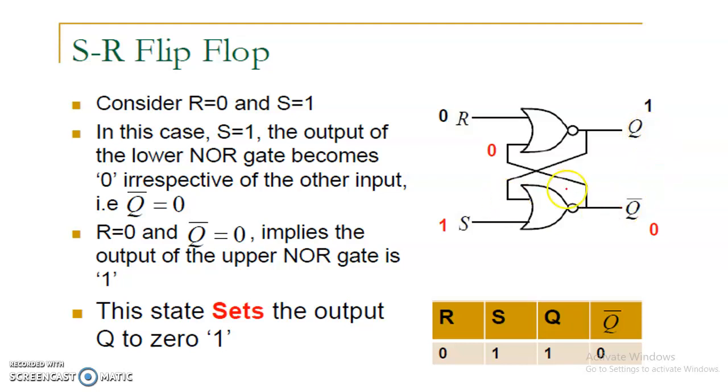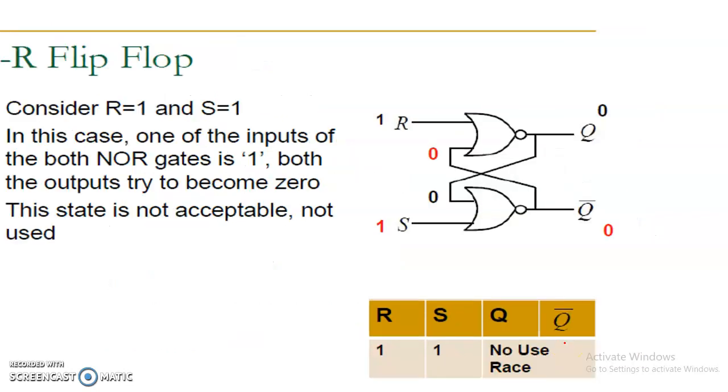Reverse I can try out. So if I try out for gate number 1 and gate number 2, this gives me 0, 0, output will be 1, and here it is 1, 1, output will be 0. So this condition is called the set condition, and I'll get output as 1.